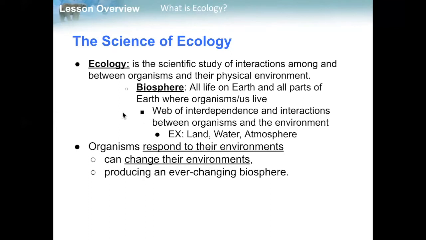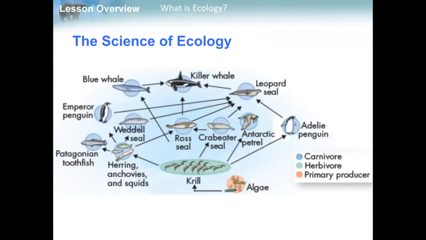There's a web of interdependence and interactions between organisms and the environment. Organisms respond to their environments. They can change their environments, producing an ever-changing biosphere. In the science of ecology, there's an interrelation between every species.